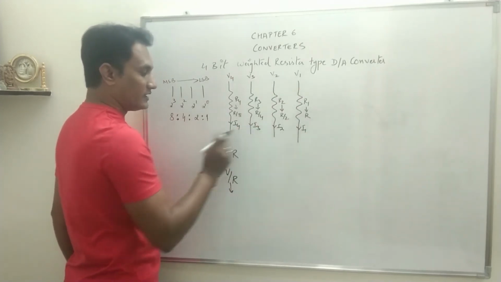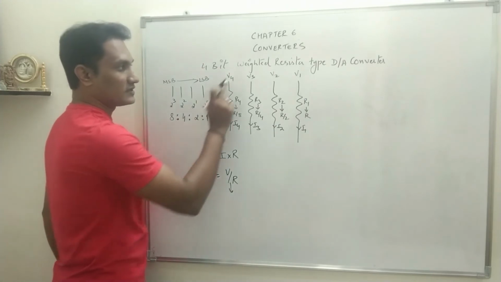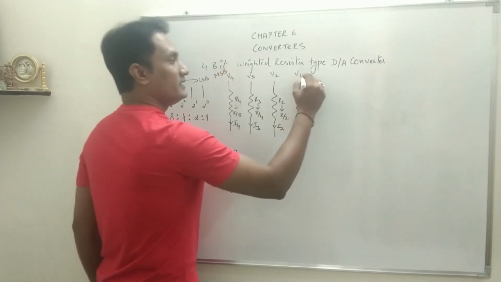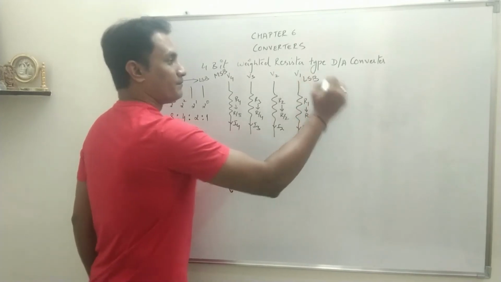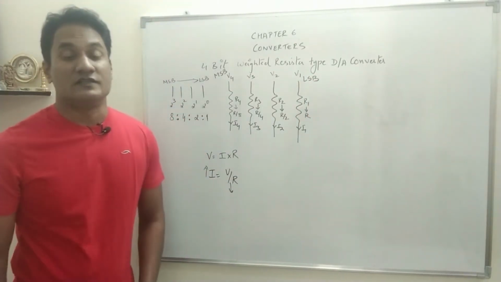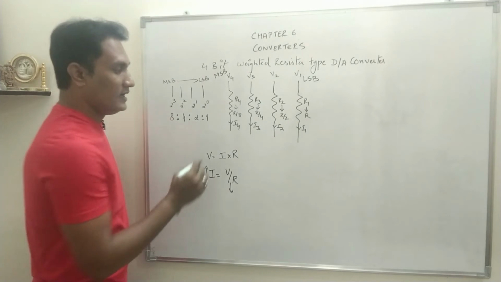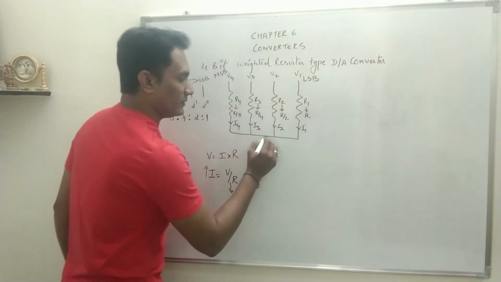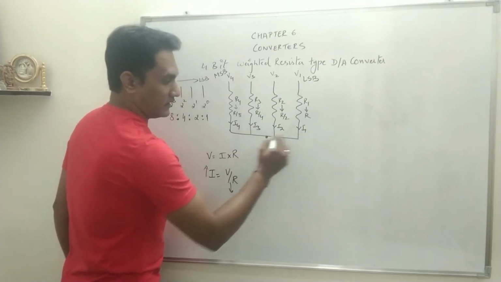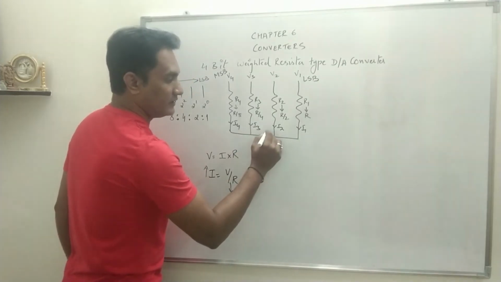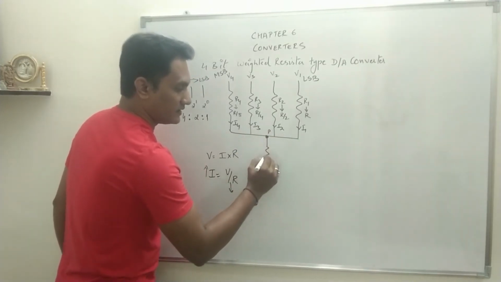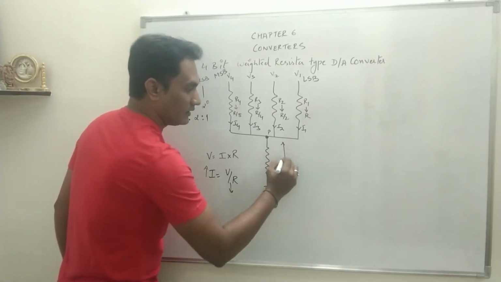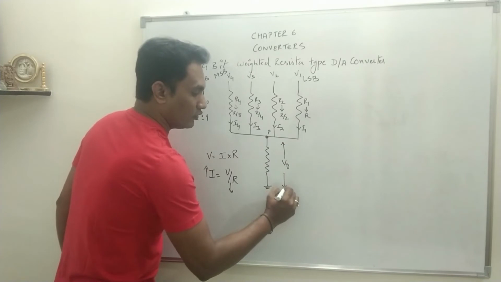Current will flow in the ratio of 8:4:2:1, starting from MSB to LSB. V4 is MSB and V1 is LSB. So this is how the circuit has to be designed, and what you have to do is the entire circuit will be connected together, say at point P, and from there we will take one more resistance across which we will take the output voltage.